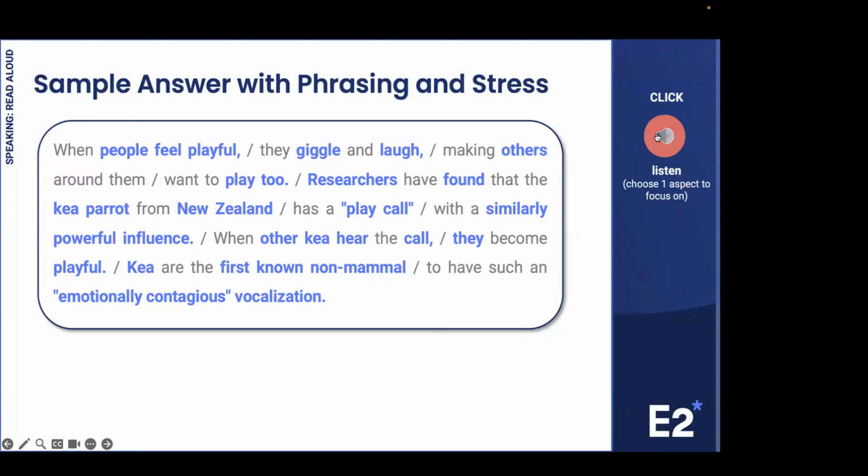When people feel playful, they giggle and laugh, making others around them want to play too. Researchers have found that the kea parrot from New Zealand has a play call with a similarly powerful influence. When other kea hear the call, they become playful. Kea are the first known non-mammal to have such an emotionally contagious vocalization.